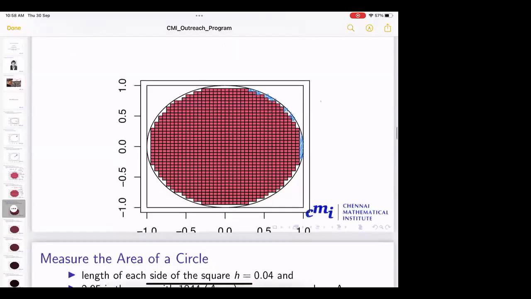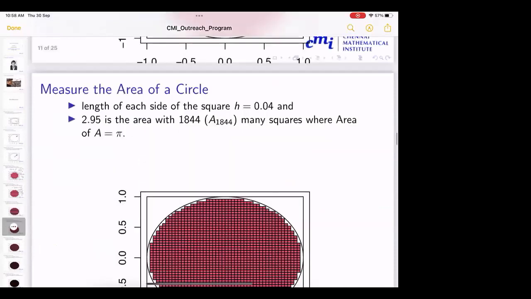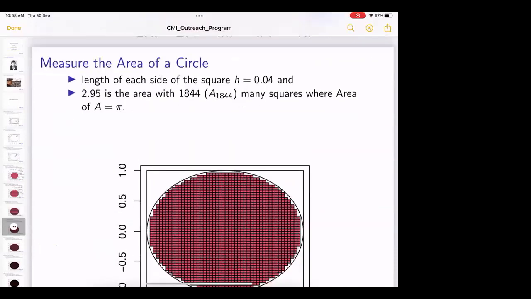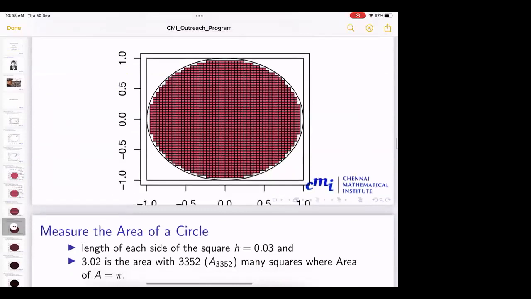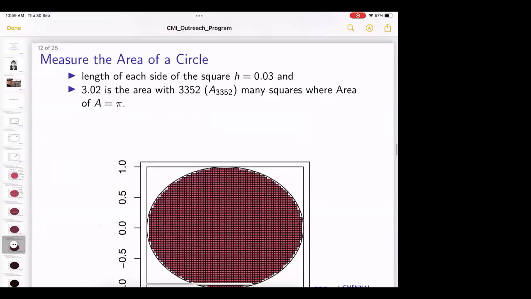So, and then I push the boundary to 0.04, that goes to 2.95. I push the boundary to 0.03, and that makes the area 3.02. I did the same calculation, 3.02 turns out.